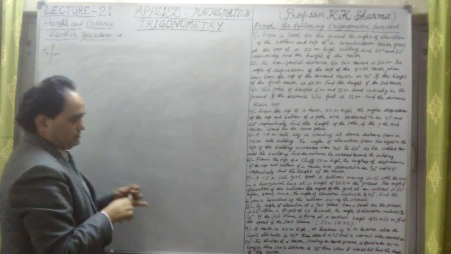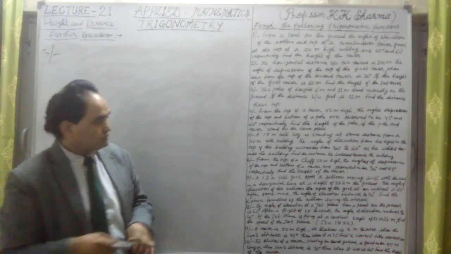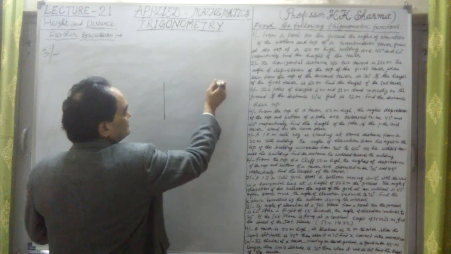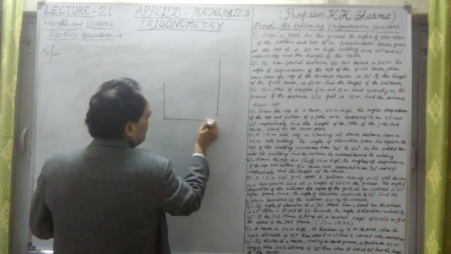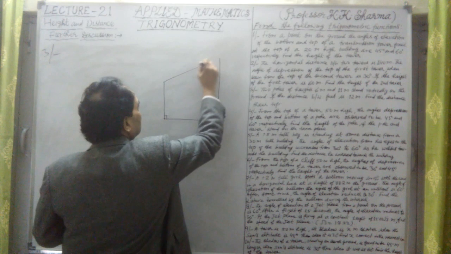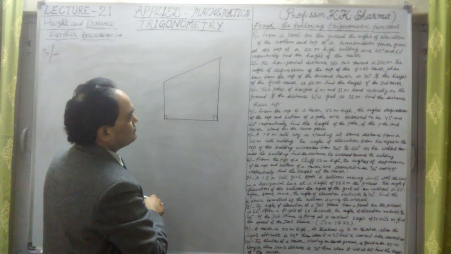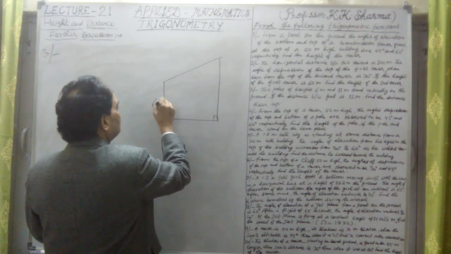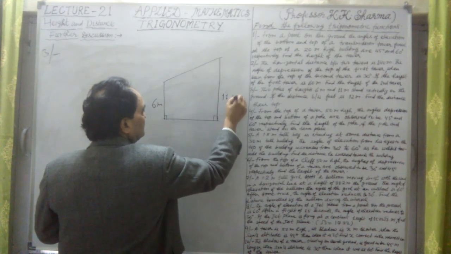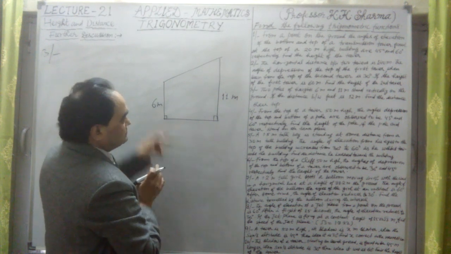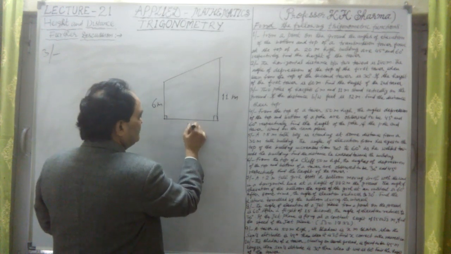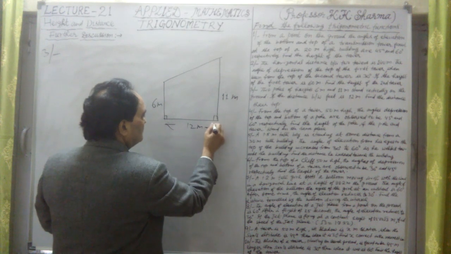Let me first write question number 3. It says there are two poles here, 6 and this is 11. These are the two poles. Let me take this as 6 meter and this as 11 meter. Two poles of height 6 meter and 11 meter stand vertically on the ground. If the distance between their feet is 12 meter, this is 12 meter here.